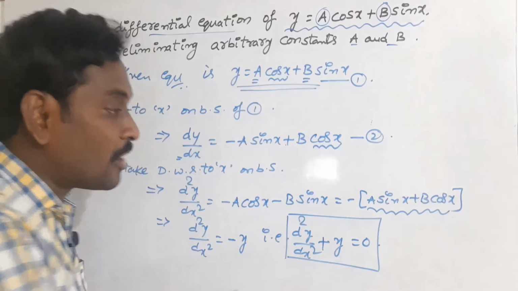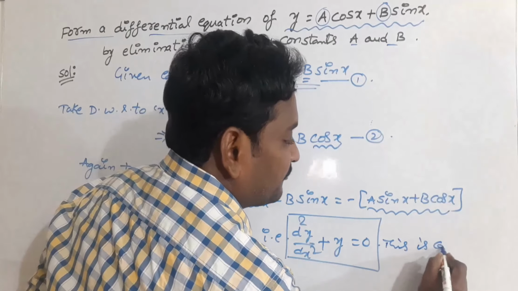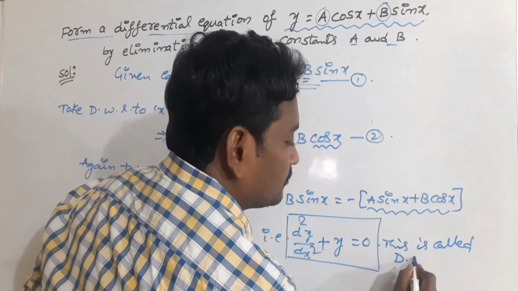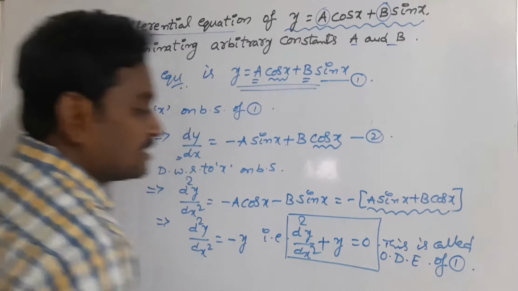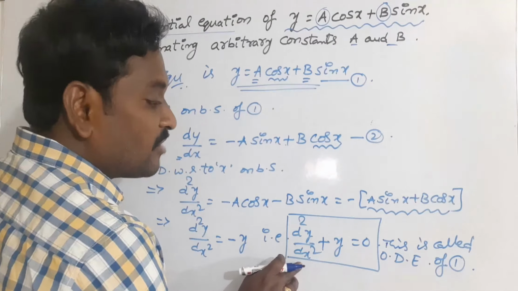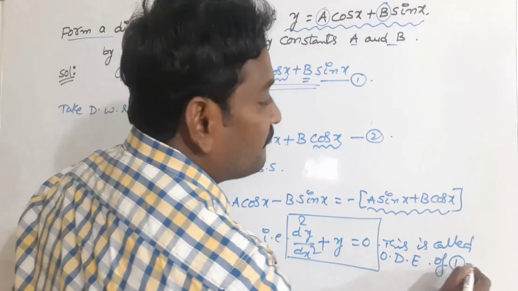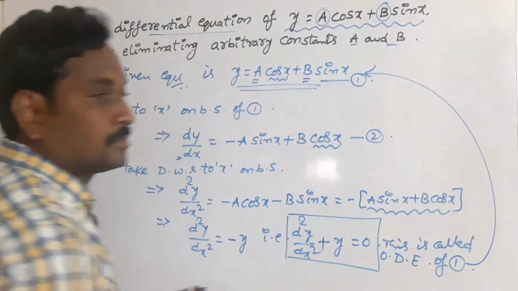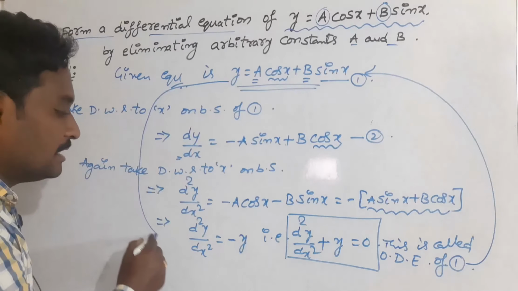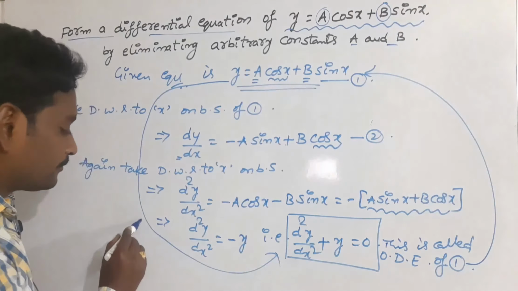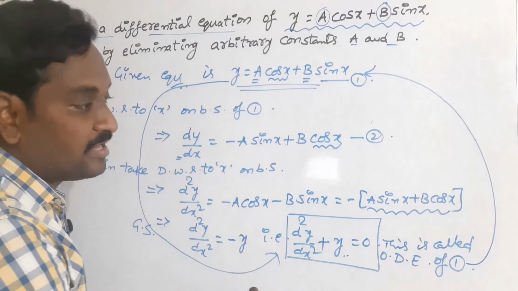That's why this is called an ordinary differential equation of the given equation, because only one independent variable is involved in this equation. So automatically the given equation is said to be the general solution of this differential equation. Don't forget it. This is a very important one.